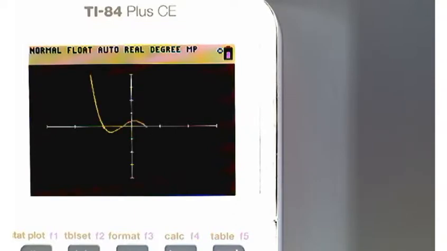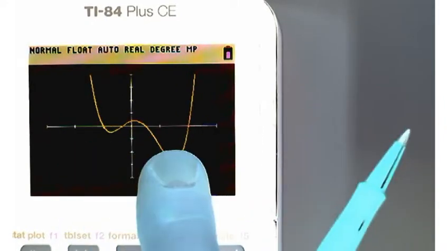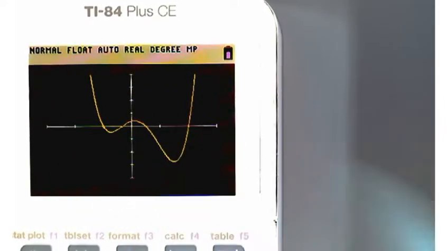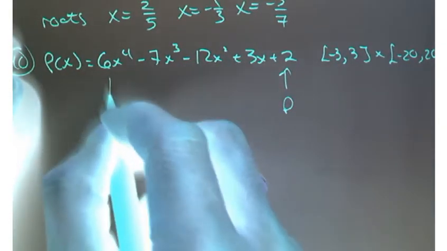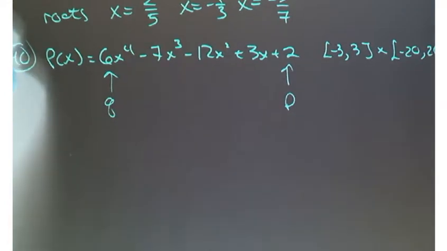So we expect two things that eventually both go up. That is the tails, and it doesn't disappoint. It looks like we've got 1, 2, 3, 4 different possible rational roots. So let's first decide what they might be by applying the rational root theorem. So that's going to be your P. That's going to be your Q.